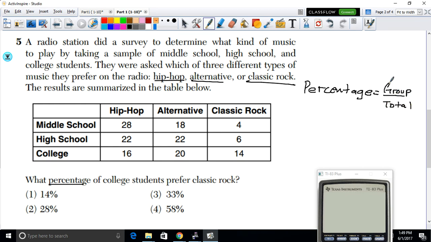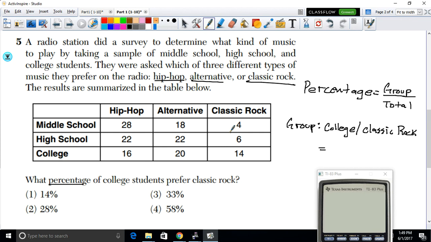Why do you want to find the percentage, or what group are you interested in, divided by the total? Now, in here, we want to find the percentage of college students who prefer classic rock. So in this case, our group are those college students who like classic rock. Well, how can we find that number out?